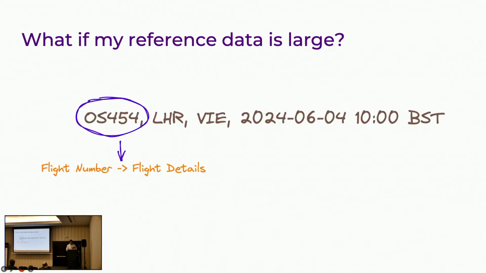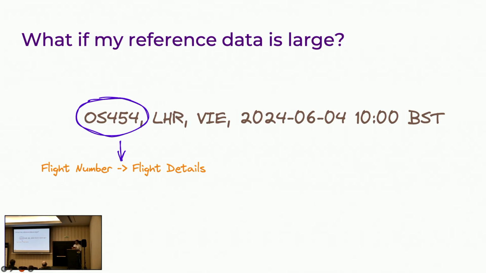So the question is, how can we actually load a large reference data? Let's take this example. We go back to the same flight event, and here we need to enrich the flight number with the flight details. Now, this flight number is very unique to the airline and the route it is operating. There are so many airline companies, and they operate on multiple routes.